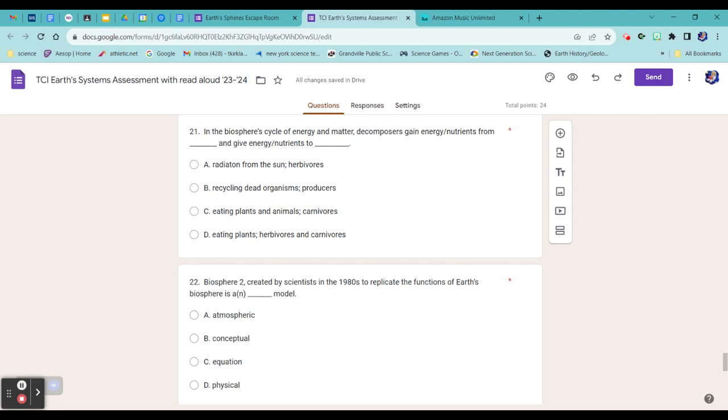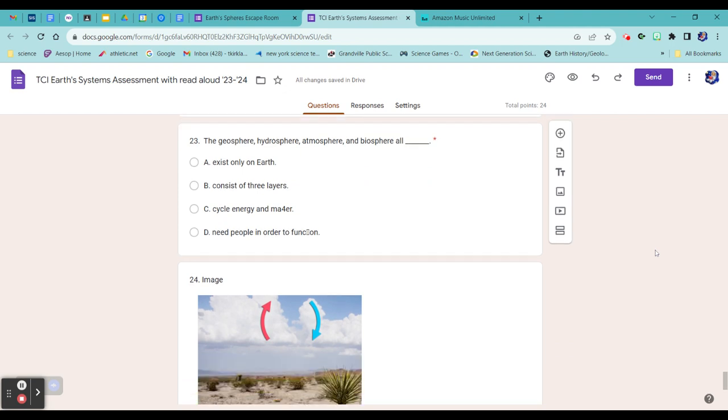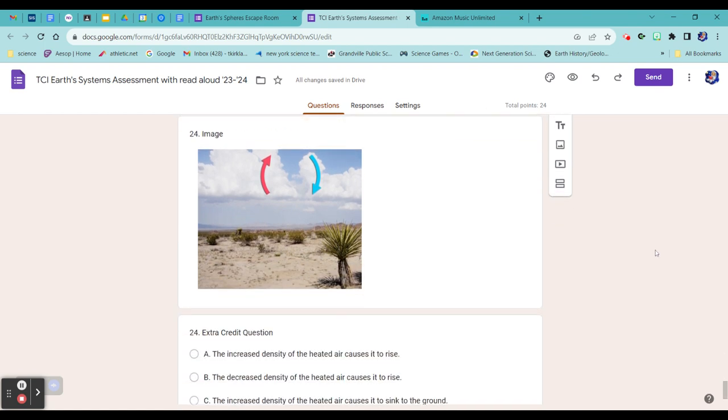22. Biosphere 2, created by scientists in the 1980s to replicate the function of Earth's biosphere, is A, atmospheric model, B, conceptual, C, equation, D, physical. 23. The geosphere, hydrosphere, atmosphere, and biosphere all A, exist only on Earth. B, consist of 3 layers. C, cycle energy and matter. D, need people in order to function.